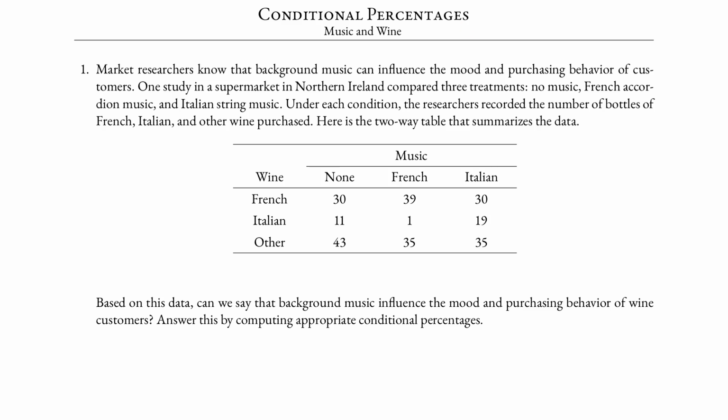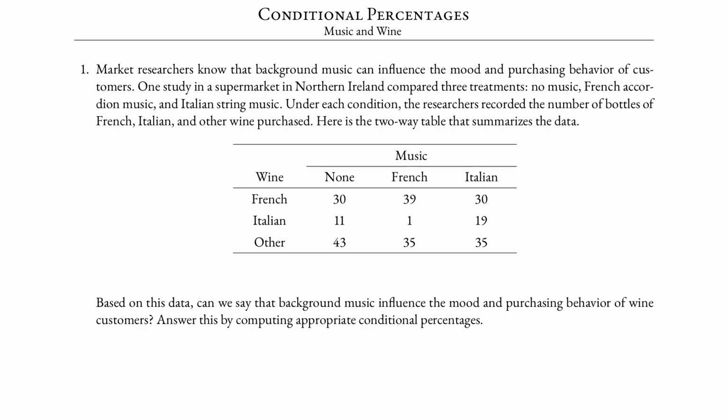Conditional percentages. Market researchers know the background music can influence the mood and purchasing behavior of customers. One study in a supermarket in Northern Ireland compared three treatments: no music, French accordion music, Italian string music. Under each condition, the researchers recorded the number of bottles of French, Italian, and other wine purchased.